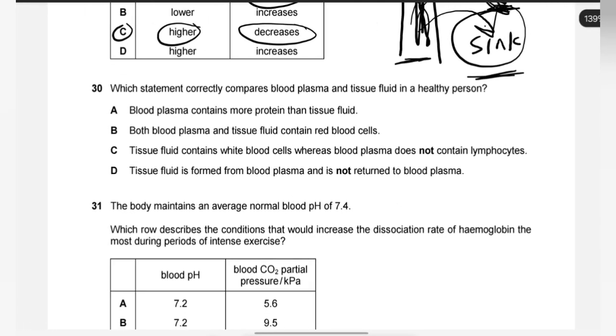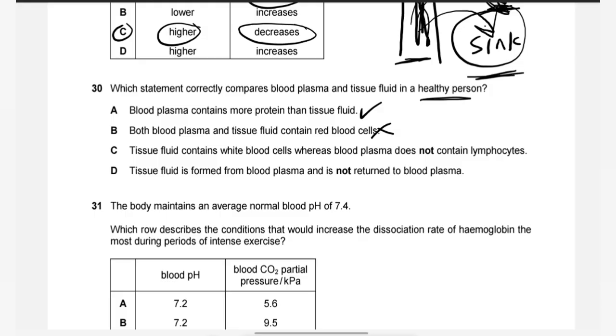And for number 30, says which statement correctly compares blood plasma and tissue fluid in a healthy person? Part A is saying blood plasma contains more protein than tissue fluid. This is a fact. Then B, both blood plasma and tissue fluid contain red blood cells. We know that red blood cells do not seep through the capillary walls to get to the tissue fluid, so we cannot have red blood cells in both the blood plasma and the tissue fluid in a healthy person. Of course, it can happen if someone is sick.